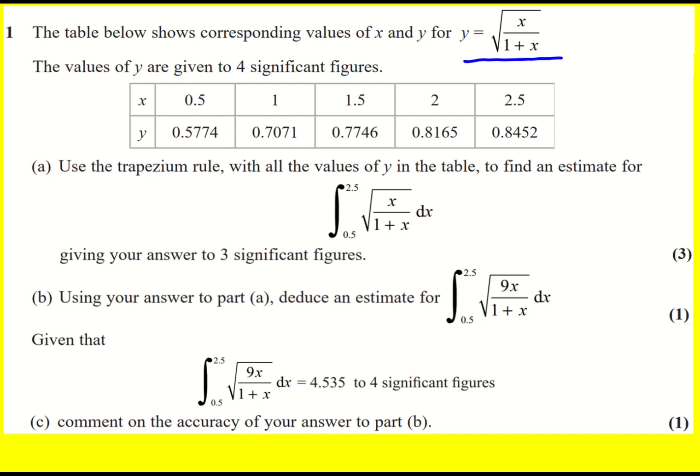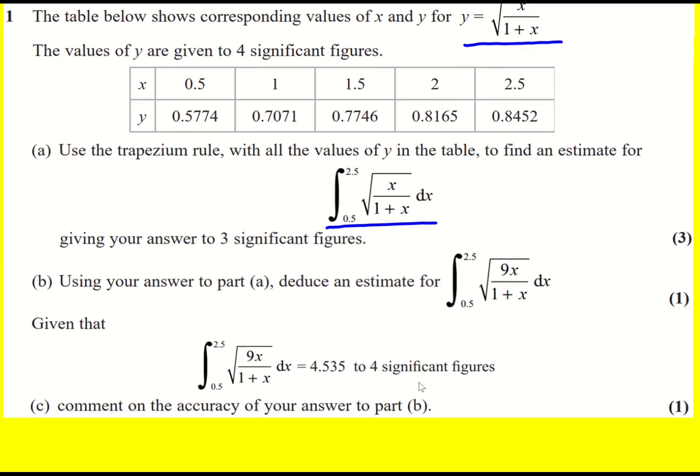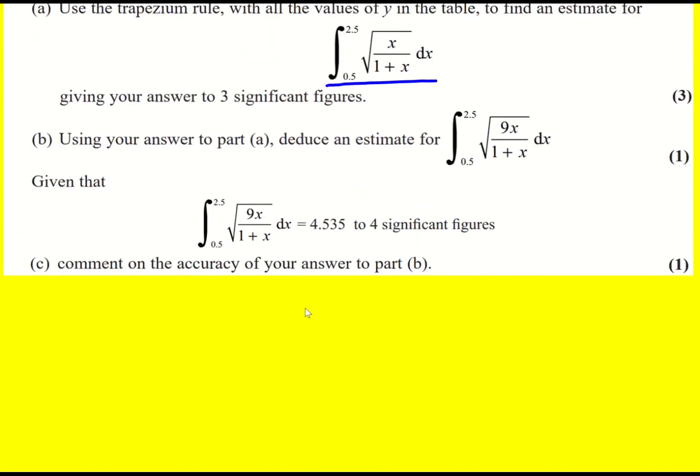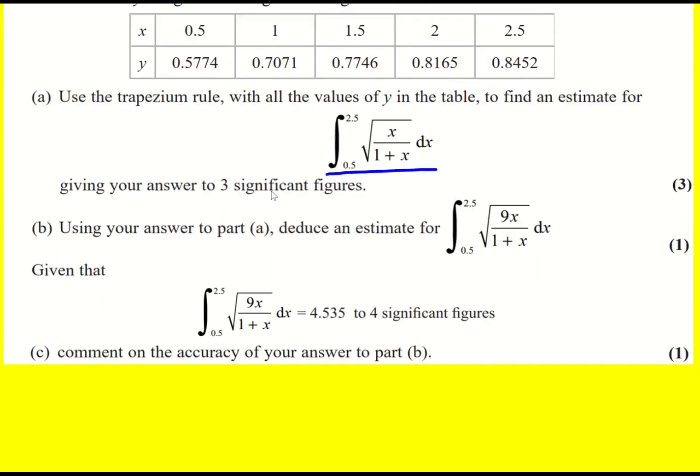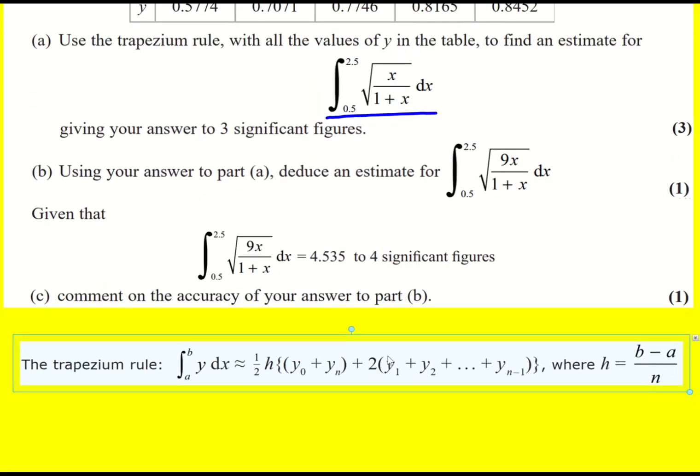Got the function y equals root x over 1 plus x. Some values are tabulated, and we're asked to use the trapezium rule with the values in the table to find an estimate for this integral. So there are 5 points being used, 5 coordinates. Actually, this means it's going to be 4 intervals.